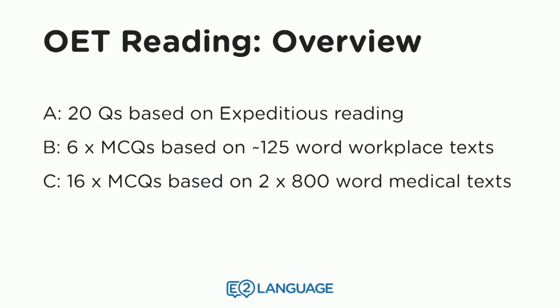In reading part B, you're going to have 6 multiple choice questions. Each question will have a text based on a workplace scenario of about 125 words, which is quite short. So a short little piece of reading followed by a multiple choice question. In reading part C, you're going to have 2 800-word medical texts on different topics. Each of those texts will have 8 multiple choice questions, so 16 multiple choice questions in total. So this one is also out of 42.